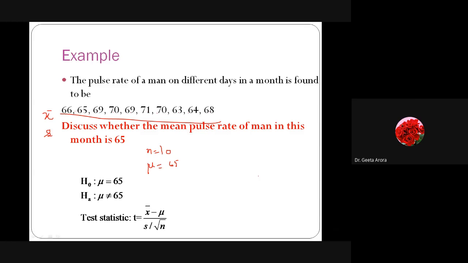So here we have the pulse rate of a man on different days, found to be these data values. We have 10 data values provided to us, and we are looking at whether we can say from this that the mean pulse rate of the man in this month is 65. What we have to go for here is to see that the data is small. It means we are going to work with the t-test, for which the formula is x bar minus mu divided by s under root n.